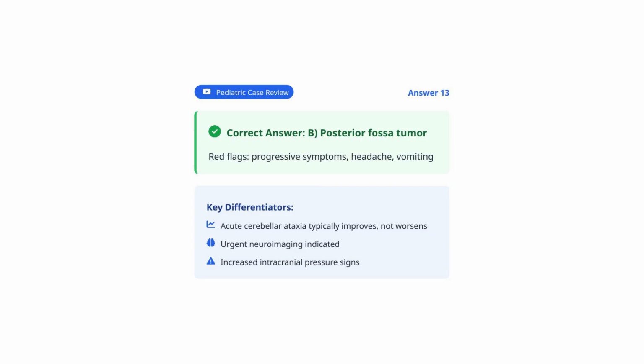The presentation of progressive ataxia with headaches and vomiting over 3 weeks strongly suggests a posterior fossa tumor. These red flags, progressive worsening, persistent headache, and vomiting, are concerning for increased intracranial pressure. Unlike acute cerebellar ataxia, which typically improves over time, symptoms from a brain tumor progressively worsen. This clinical picture warrants urgent neuroimaging to evaluate for a space-occupying lesion.